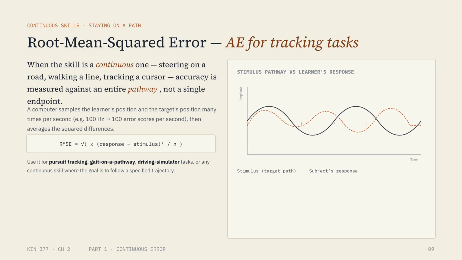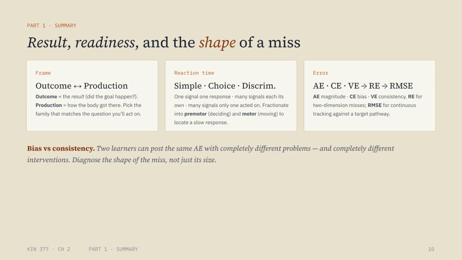As an instructor, your principle is the same as before. Pick the measure that matches the shape of the skill. Discrete one-dimension goals get AE, CE, VE. Discrete two-dimension goals get RE plus visual grouping. Continuous skills get RMSE. Pulling part 1 together. Outcome measures in one mini lecture.